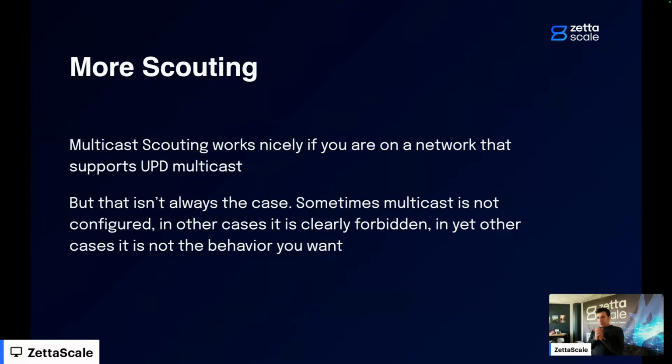Now, multicast scouting works nicely if you're on a network, obviously, that supports UDP multicast. There is a typo, so it's supposed to be UDP. I'll fix it before distributing slides. Sorry for that. But that isn't always the case. Sometimes multicast is not configured. In other instances, actually, it is forbidden. And then, in yet other cases, that's not the behavior you want, right?